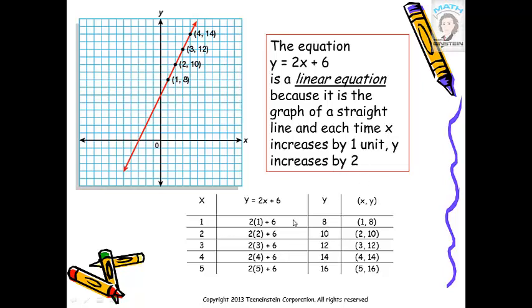So look at the table. You can construct a table for different values and calculate the different y values. Plot all these points, then join them with a straight line, and you get the graph of the straight line. To draw the graph, you can use your gradient and the y-intercept. Here the y-intercept is 6. Or you can make a table, find all the solutions, and connect them with a ruler.